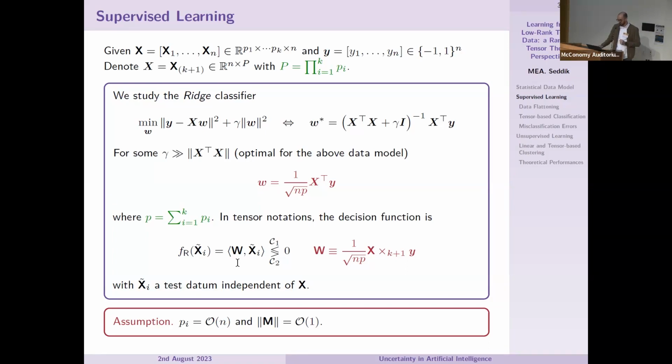Okay, so in the following, we'll be working under the assumption that the dimensions of this tensor are basically of the same order as the number of samples that we have. And we suppose that the norm of m is of order 1. So meaning that when we increase the dimension or the number of data points, the classification problem stays reasonable to do. It doesn't get very complicated or impossible to resolve.